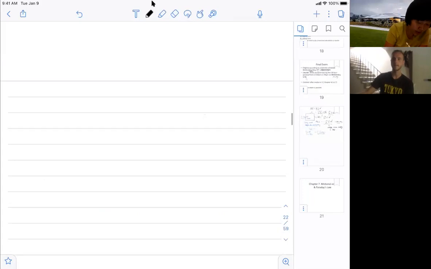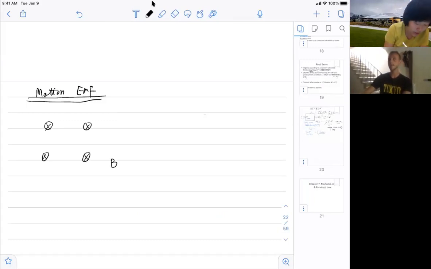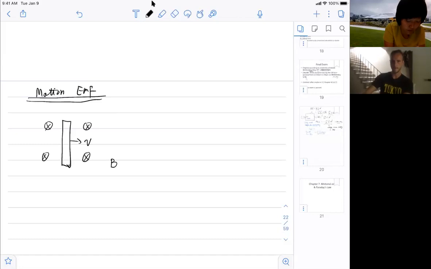To start with, we have some magnetic field in space. Let's say we have a magnetic field in this region that's pointing into the page, and I have a metal bar that is moving to the right with velocity v. And the length of the bar is L, for example.